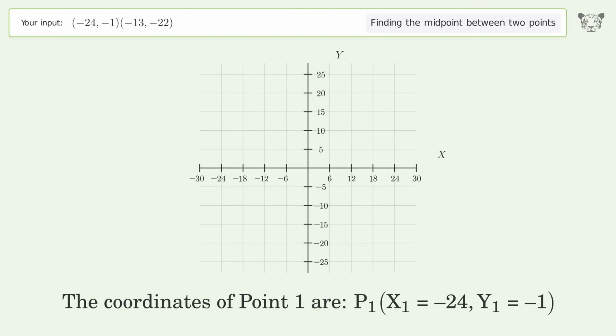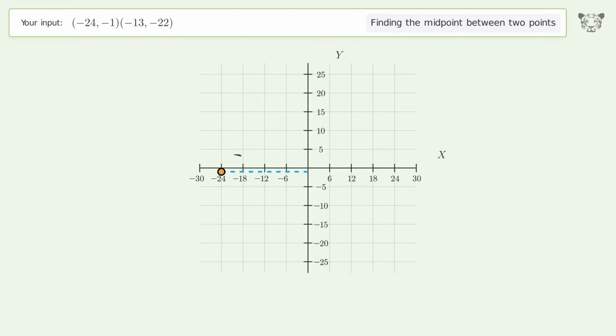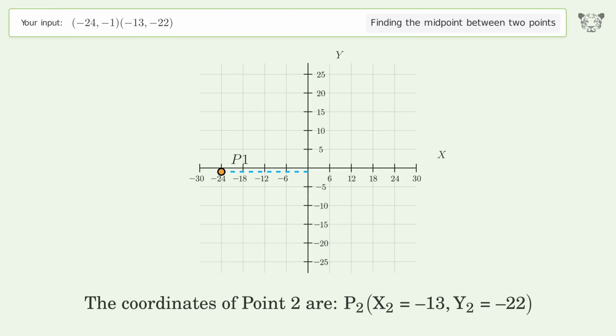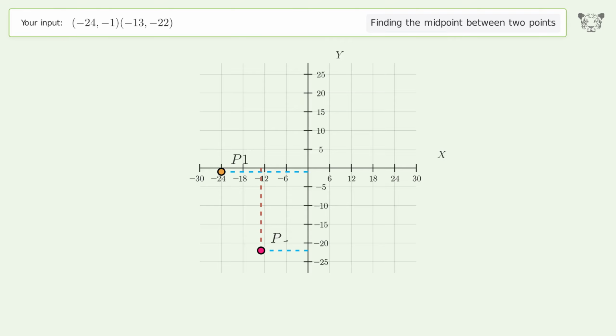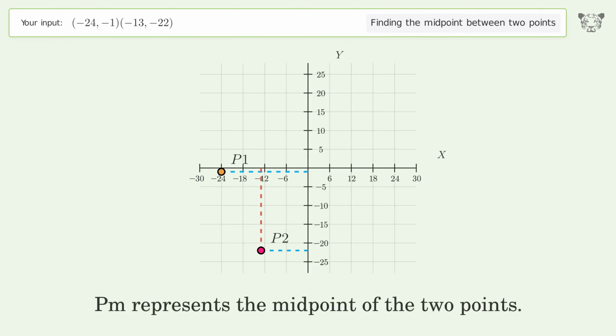The coordinates of point 1 are x1 equals negative 24, y1 equals negative 1. The coordinates of point 2 are x2 equals negative 13, y2 equals negative 22. PM represents the midpoint of the 2 points.